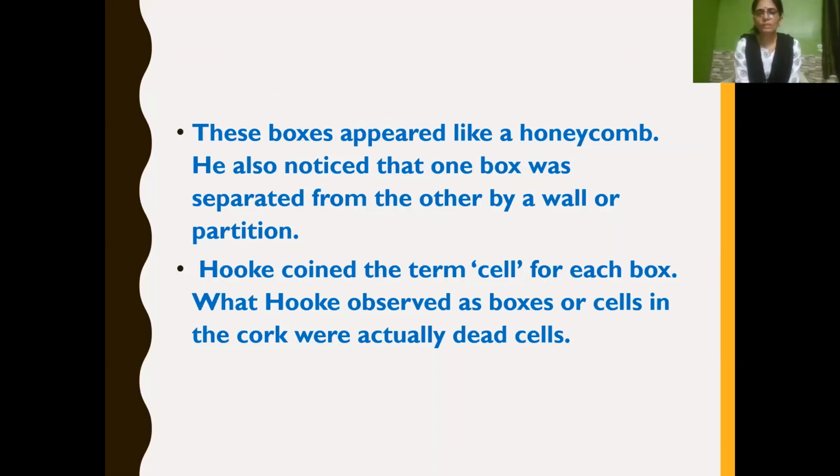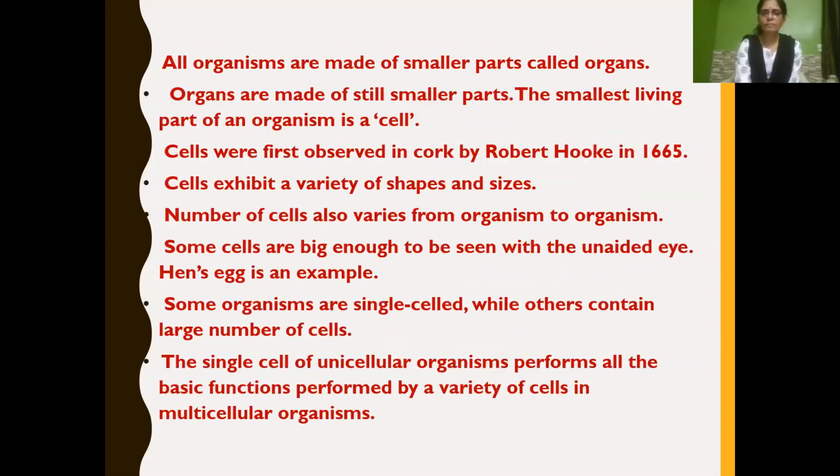He also noticed that each box-like structure or room-like structure was separated from the other by a wall or partition. So Hooke gave the name cell to each box. And what Hooke observed as boxes or cells in the cork were actually dead cells.